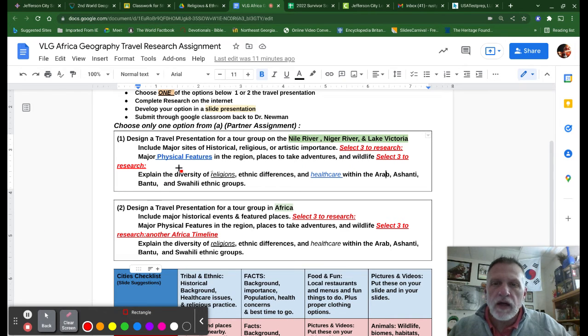All right. You're also going to talk about the religions. Now, I have a link to some religions down below, and you're going to look at the religion issue, but it's religions not in this area, religions to do with the Arab, the Ashanti, the Bantu, and the Swahili ethnic groups. Those are the particular religions that you're going to talk about. Then talk about ethnic differences between these. And there's a lot of difference between Arab and Ashanti. You can see the differences that are there, physical differences. So you're going to talk about it.